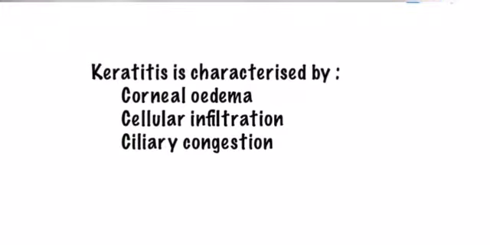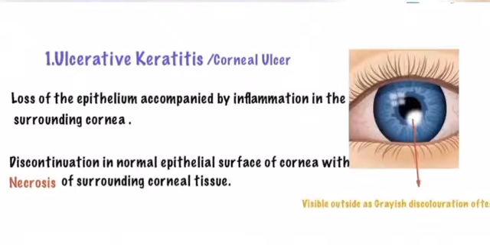Before we get into the topic of bacterial corneal ulcer, let me tell you the main three features of keratitis, that is, inflammation of the cornea. It's nothing but edema, infiltration and congestion of the cornea. Corneal edema, cellular infiltration and ciliary congestion. These three features you can find in any other inflammation as well. So what is ulcerative keratitis?